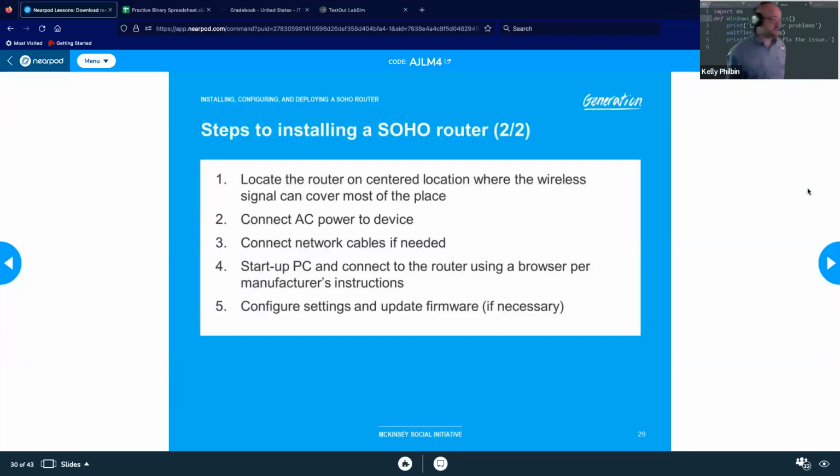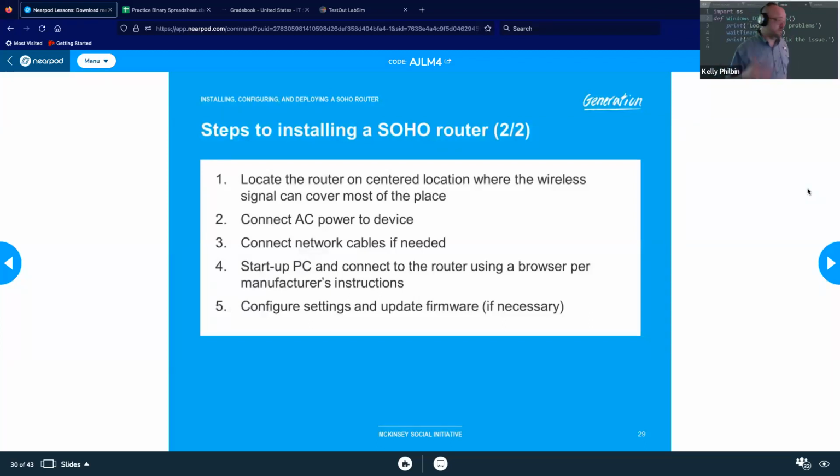And then you would start up a PC, connecting to that router using your browser per the manufacturer's instructions, which is pretty much what we just did. Open up a browser, type in your router's IP address, and then you can connect to it and log in. Then you can configure all the settings however you wish, set up your WPA, WPA2, WEP, or whichever level of encryption you wish.